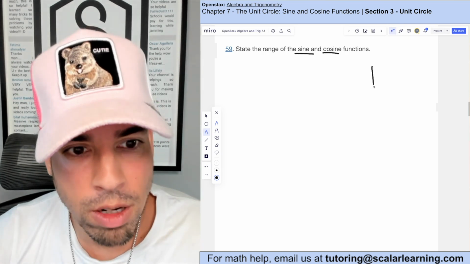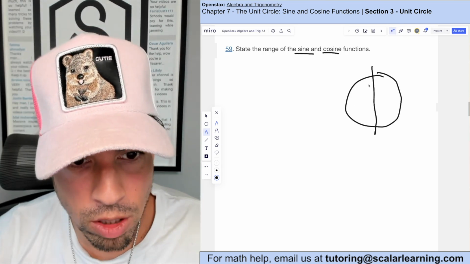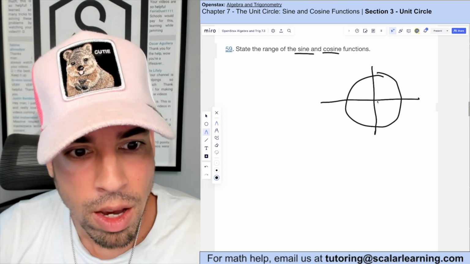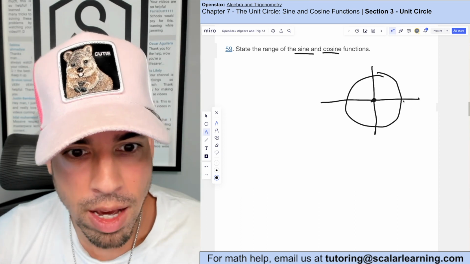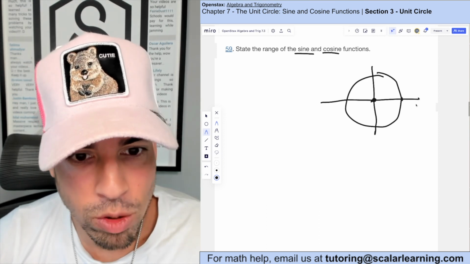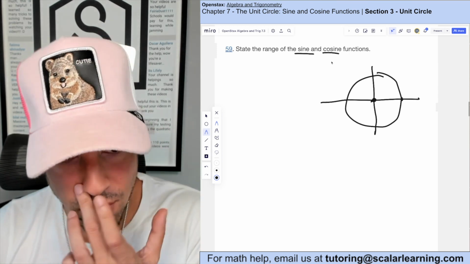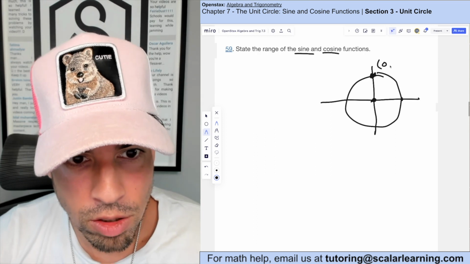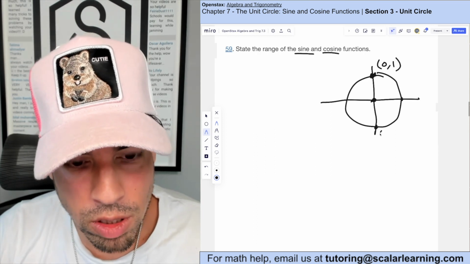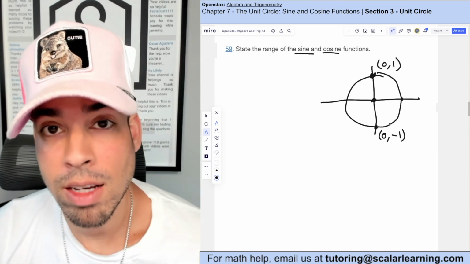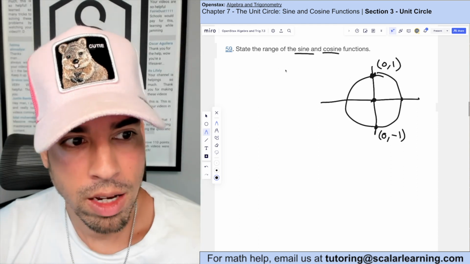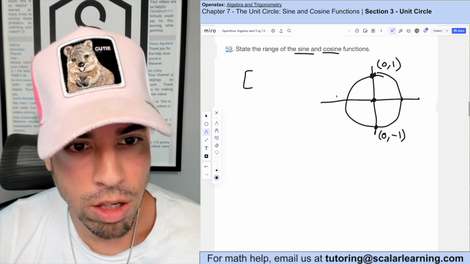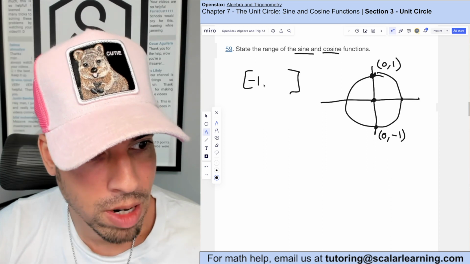State the range of the sine and cosine function. So the cool thing about this is if we actually remember the unit circle just roughly, okay? And if we remember that sine corresponds with the y values, cosine corresponds with the x values, you can see that the highest the unit circle goes is 0, 1. The lowest it goes is 0, negative 1. So that's our range of sine. And the range is literally, and it's including these values, right? The range is going from negative 1 to 1.